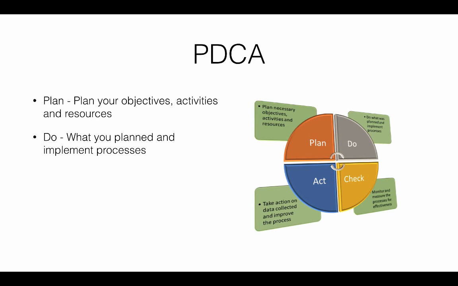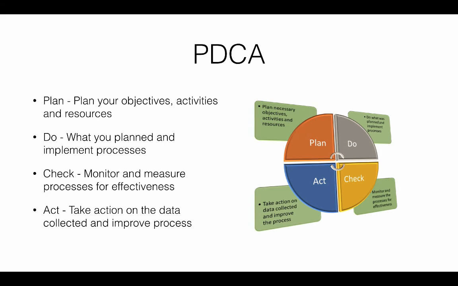Do what you planned in the previous step and implement the processes. Check or monitor the processes for effectiveness against established requirements and record the results. Act on the data collected while monitoring the process and make the required adjustments to continually improve the process. Continue to repeat this cycle to maintain process effectiveness as business needs change.